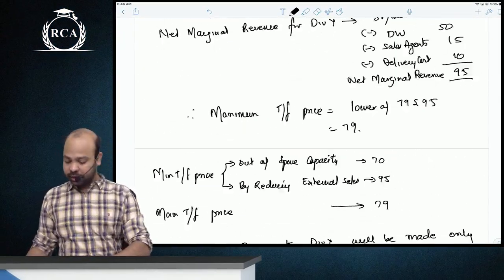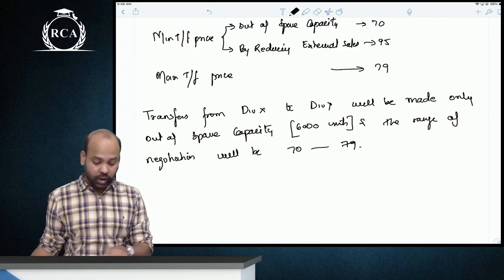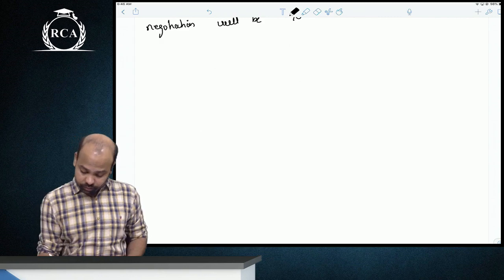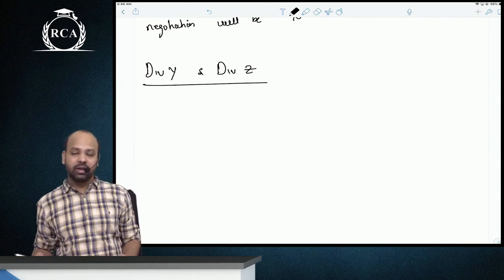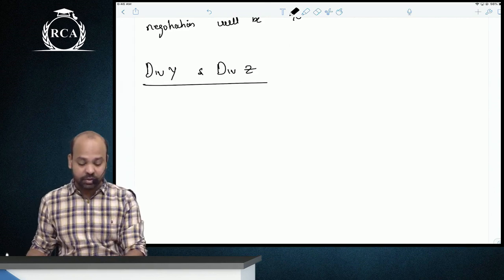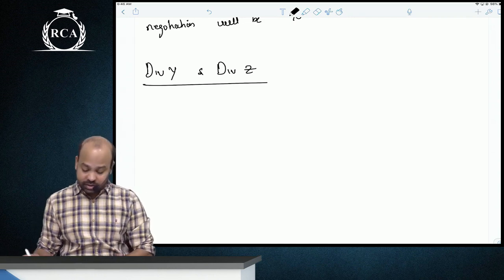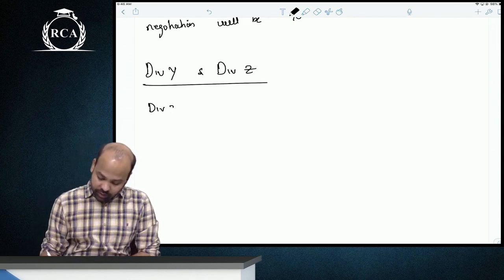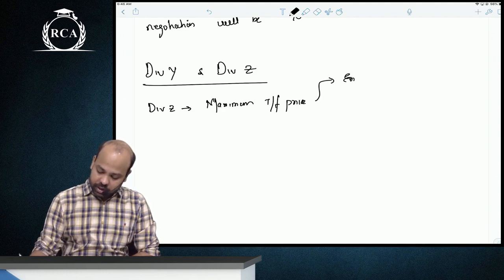Okay, the range of negotiation for division X and division Y is done, guys. Let us now proceed to division Y and division Z. We can write, from the viewpoint of division Z, what is the maximum transfer price that it is willing to offer. Please understand, guys, what is the external supplier price for him?